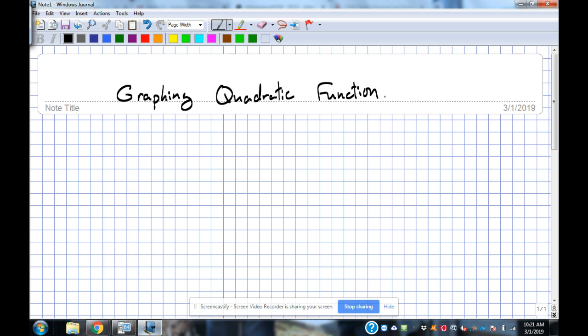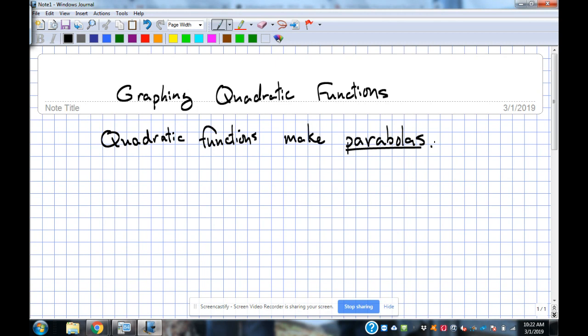Graphing quadratic functions. All right, so quadratic functions make parabolas, P-A-R-A-B-O-L-A-S, parabolas, okay? They look like this. I remember drawing those shapes in Algebra 1 maybe, graphing some equations that had those shapes.